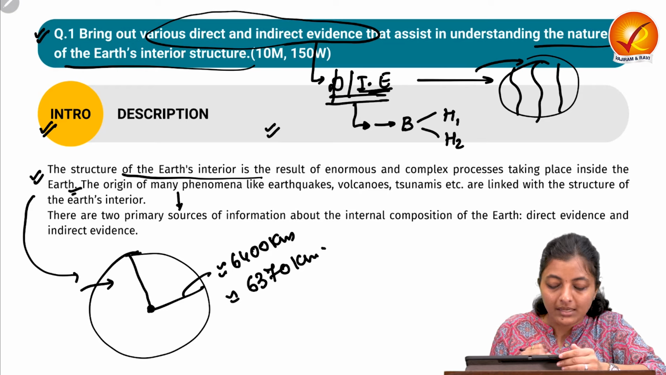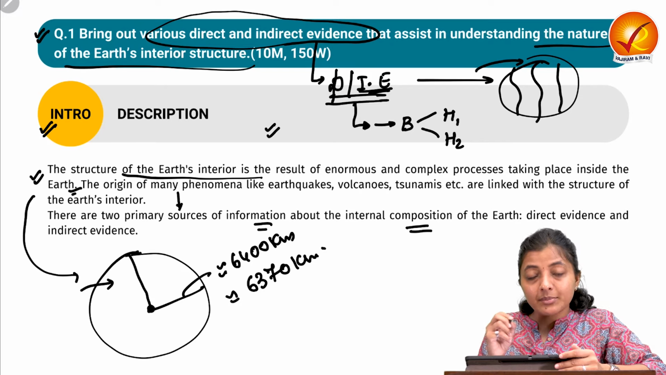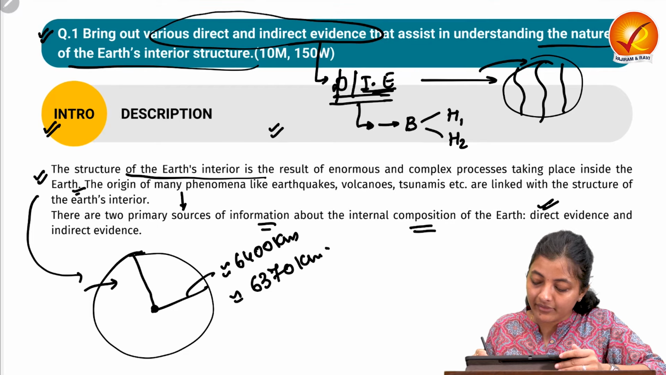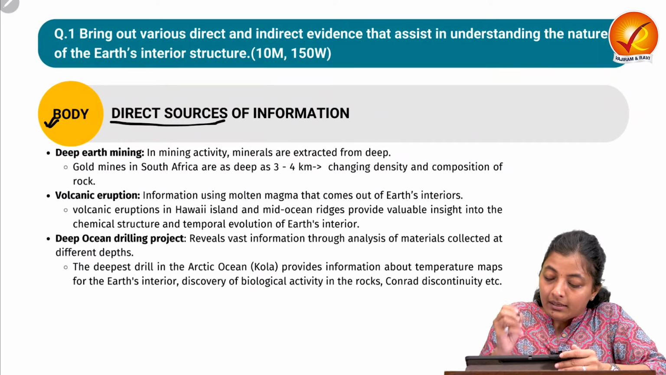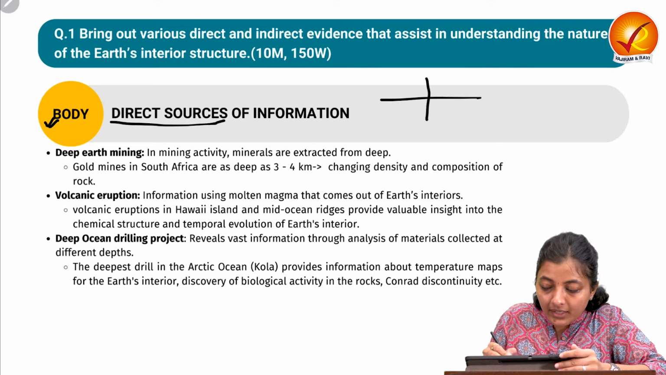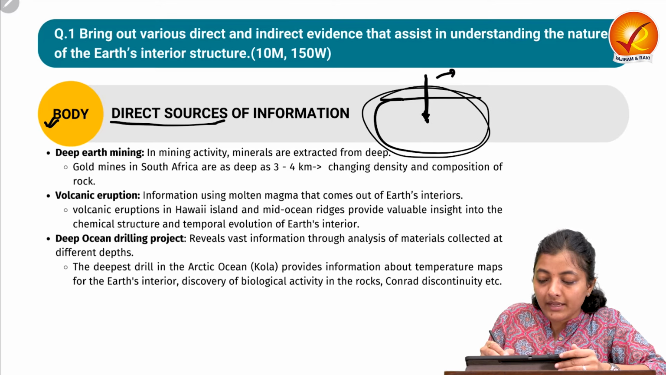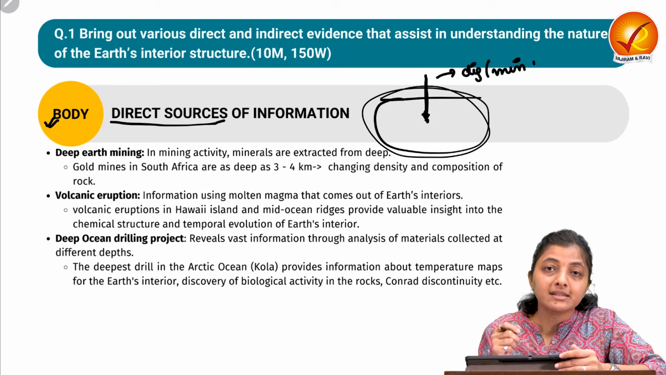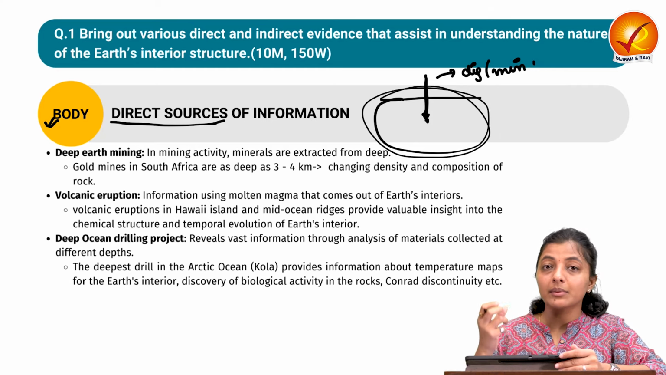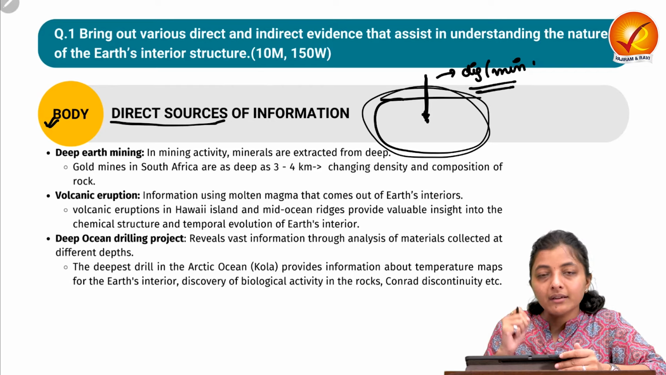Then moving on to the main body part, there are two primary sources of information to tell us about the interior composition of the Earth: direct evidences and indirect evidences. Let's start our body part with the direct sources of information. One way is if we ourselves directly go deep inside the Earth, via digging, via mining, then we can get to know about the different characteristics, temperature patterns, pressure patterns, density of the different materials, and the availability of the different materials inside the Earth's interior. One way is mining, digging directly.